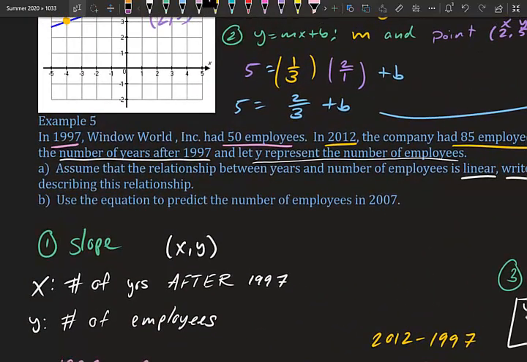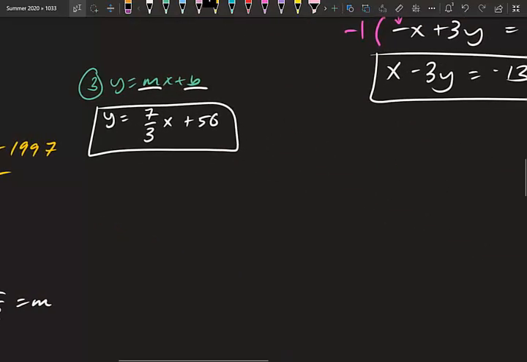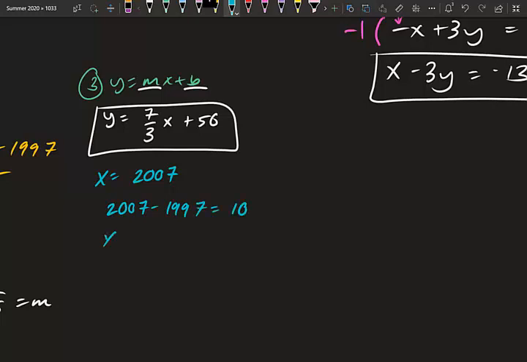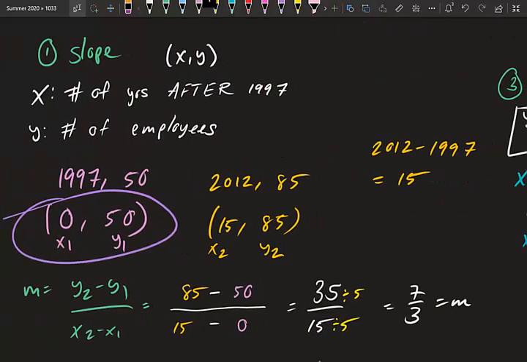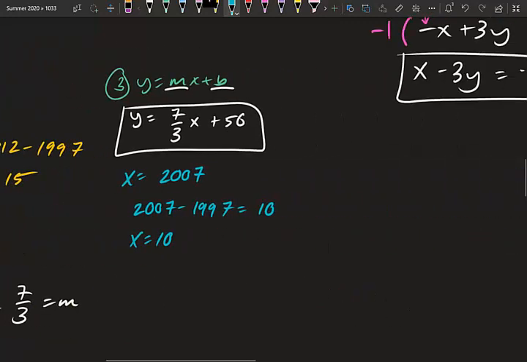Use this equation to predict the number of employees in 2007. So it's telling us how many employees will we have in 2007, but we need to know how many years after is that from 1997. So 2007 minus 1997, and we get 10 years. So the X that we're going to use is 10 because we started collecting this data in 1997. So when we do this, we need to know how many years have passed since 1997.